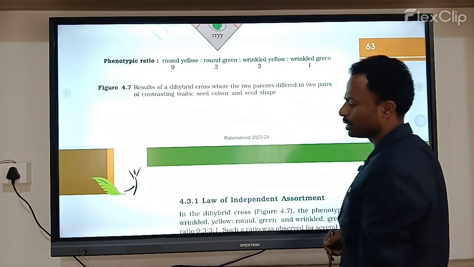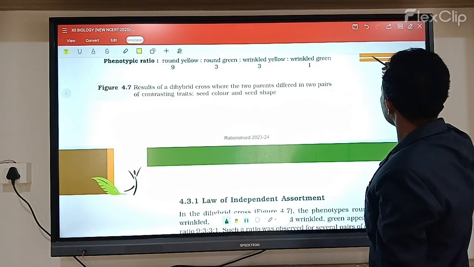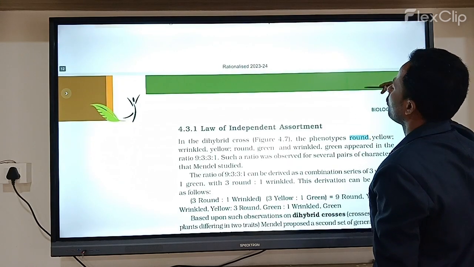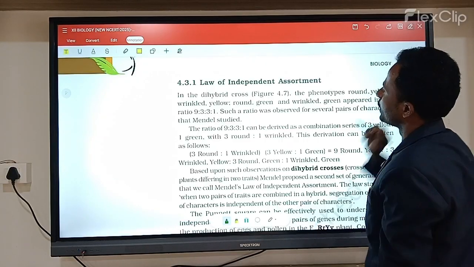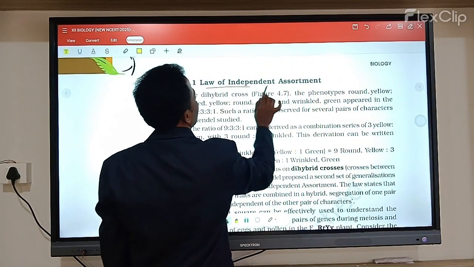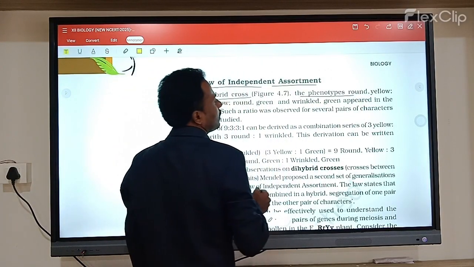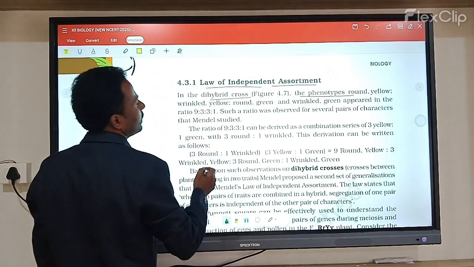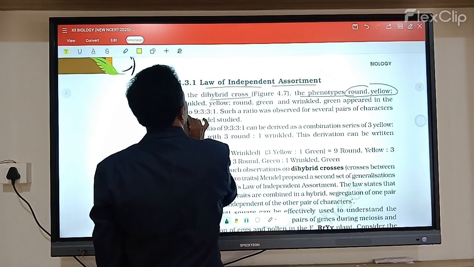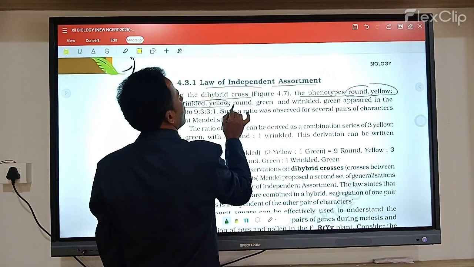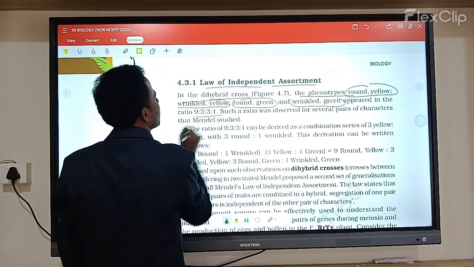the seed color and the seed shape. Let us see them. Okay, next. Let us observe the law of independent assortment. Let us discuss what it is. In the law of independent assortment, in the dihybrid cross, the phenotypes are round yellow, wrinkled yellow, round green, and wrinkled green. They all appear.